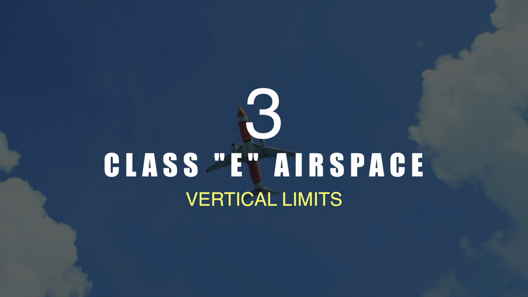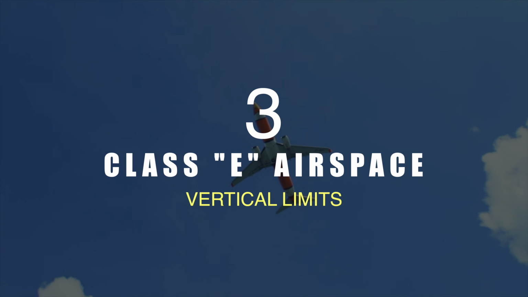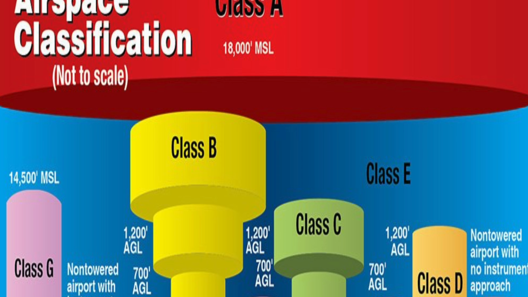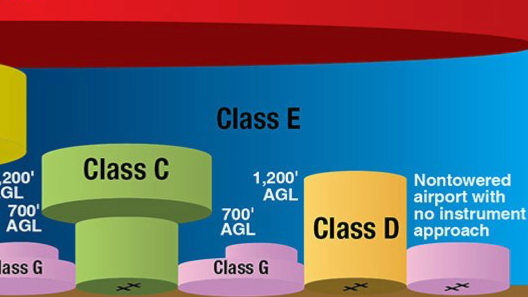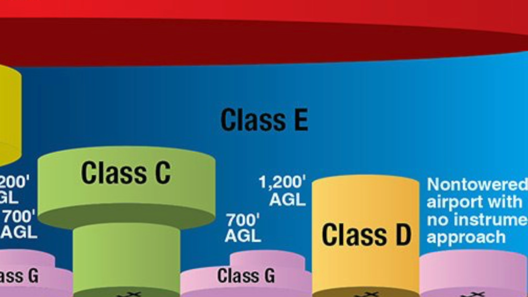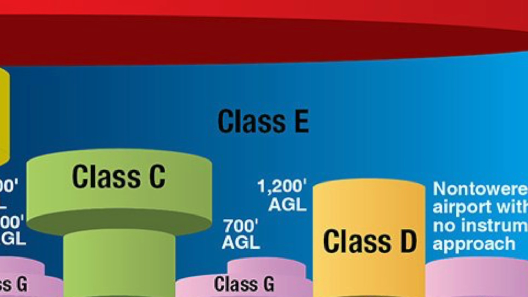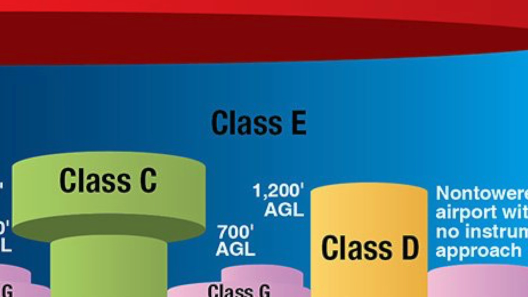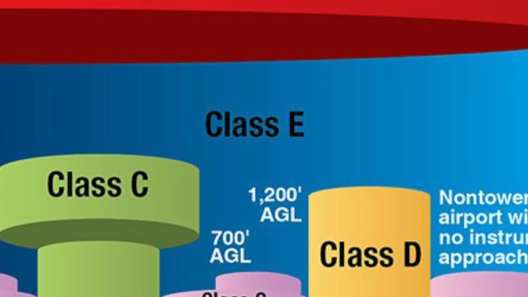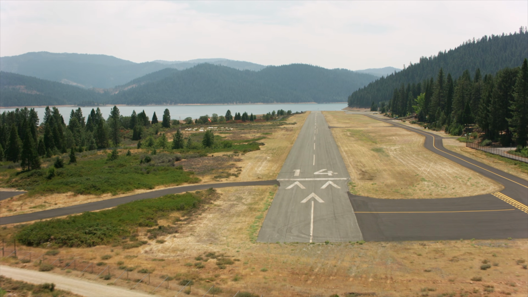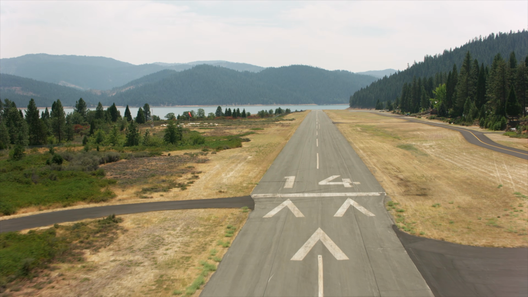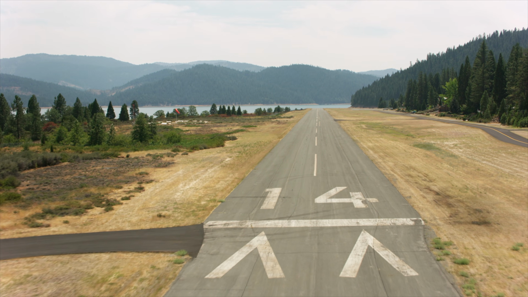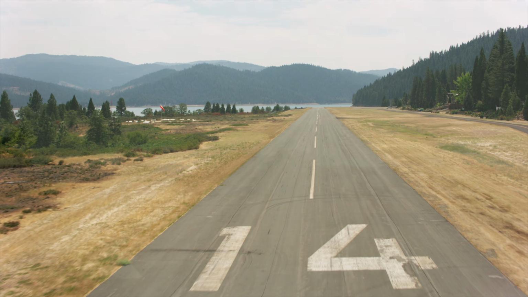Now I'm moving to Class E, Echo airspace. And this is the airspace where most of you will make your mistakes, and that's because it's a tricky airspace. Class E airspace is controlled airspace that is typically for public use airports. So I know the next question that's coming in my comment section is, what is a public use airport? Well, let me explain. A public use airport is any airport that is open to the general public without prior approval, prior permission, or prior authorization needed from the airport owner or operator.